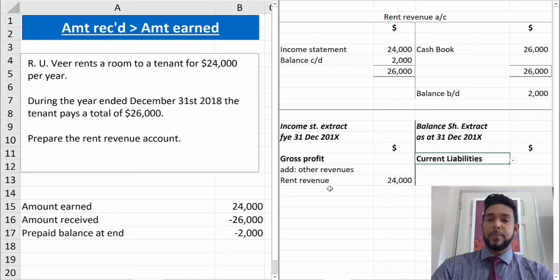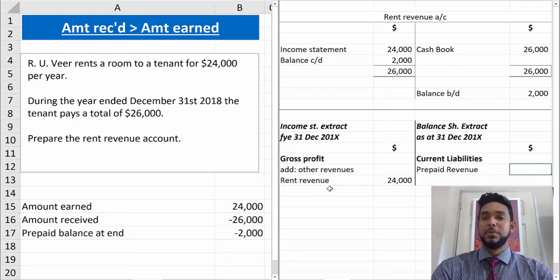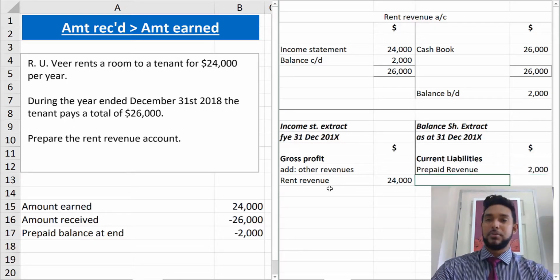So we said it's a current liability because it is prepaid revenue, all right, and that's $2,000 right there. Okay, so how are we looking so far? We're getting a feel for it, all right?